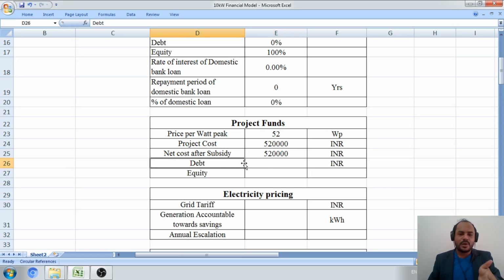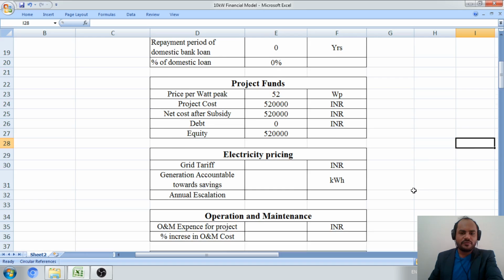Then we have to decide what the debt is in rupees. Our percentage of debt or loan is 0. So the debt or loan amount in rupees is equal to 0, and the equity will be the same as the project cost, because we are making 100% equity investment.